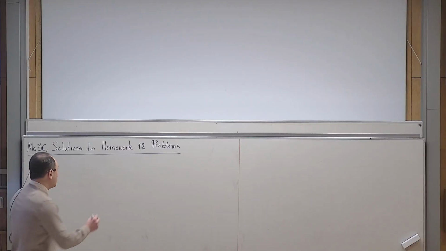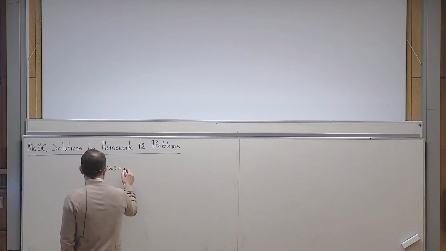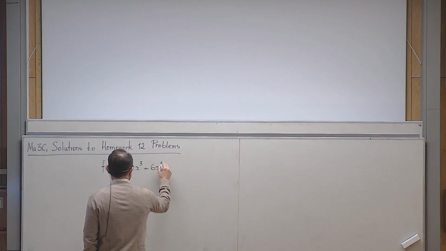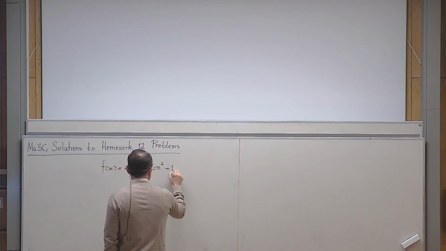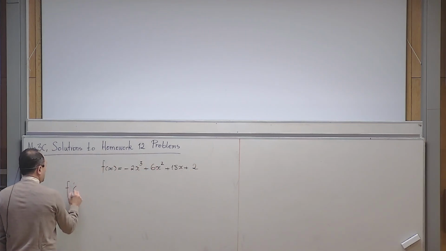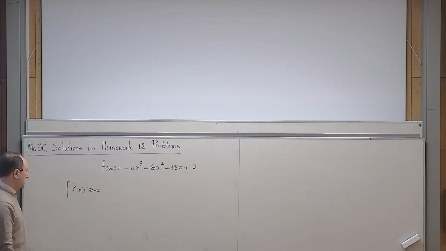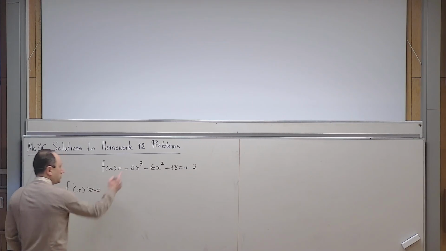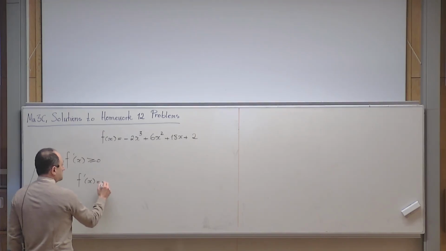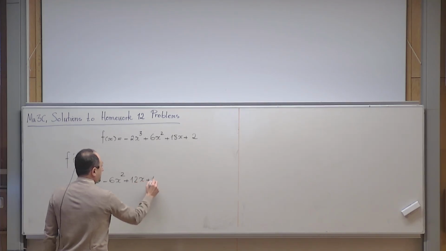So if I want to solve this problem, the function that is given to me is f of x equals minus 2x cubed plus 6x squared and then plus 18x, and then I have plus 2. So the derivative should be greater than or equal to 0 for having a strictly increasing function. So what do you do? You just differentiate the function. Very simple. What is the derivative? It is minus 6x squared and then plus 12x and then plus 18.